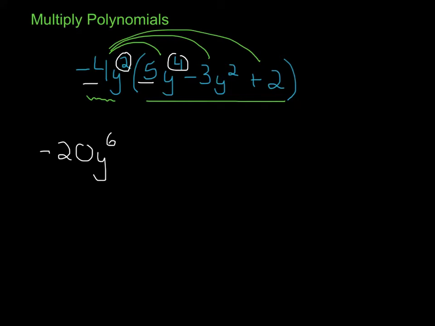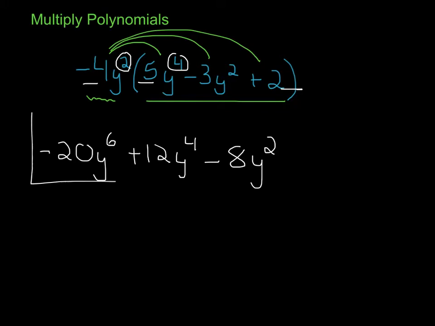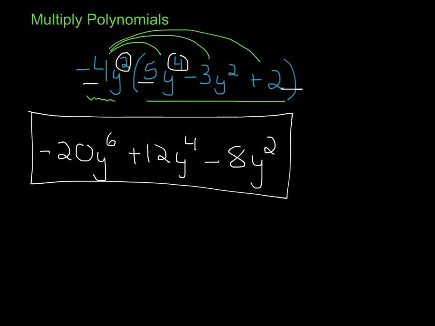And then when you distribute -4y squared times -3y squared, -4 times -3 is a positive 12, and then this would be y to the 4th. And then the last step, -4y squared times 2. -4 times 2 is -8, and then the y squared will just follow with the term. So it's -8y squared. And there we have successfully multiplied a monomial by a polynomial.